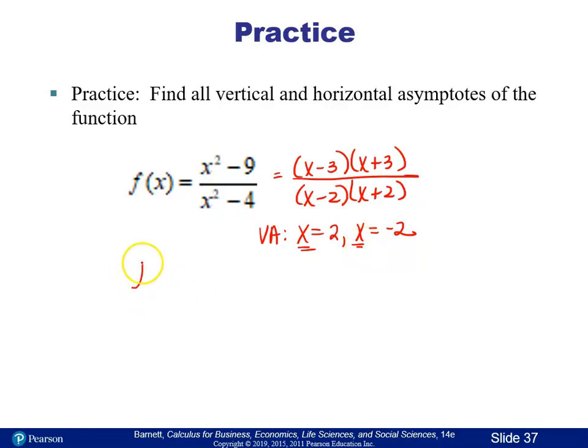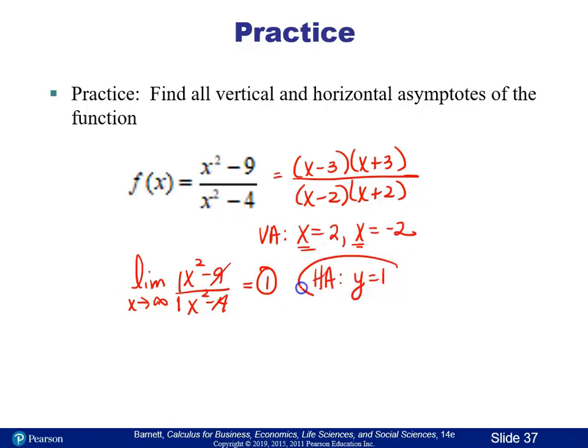And then the horizontal asymptote, that's where we look at the limit as x goes to infinity. On one like this, we're just looking at the ratio of those leading coefficients. So that's going to be 1. So the horizontal asymptote is going to be 1.